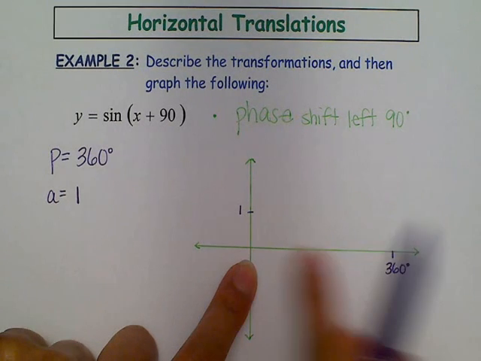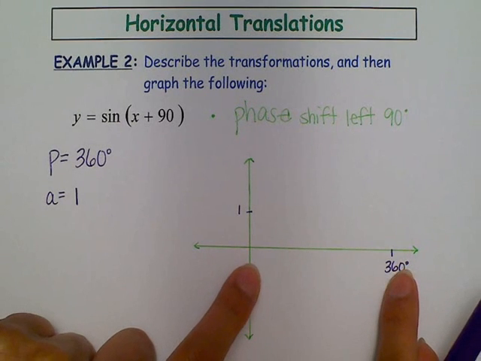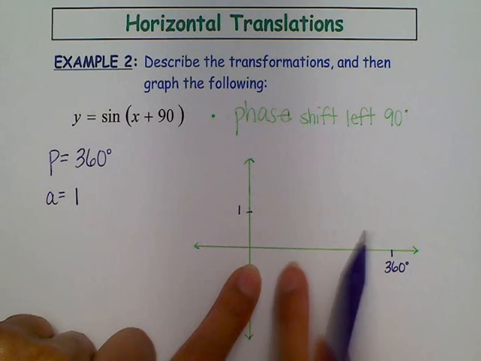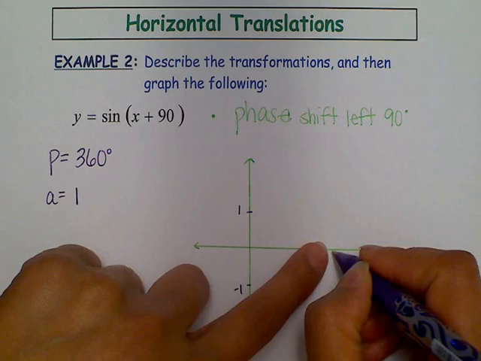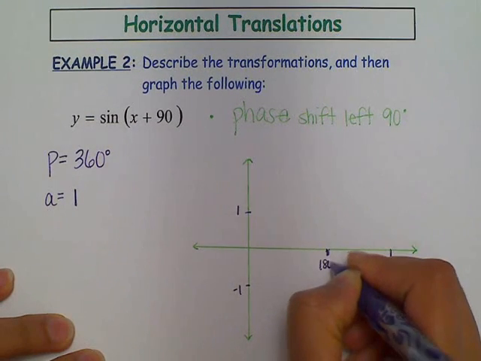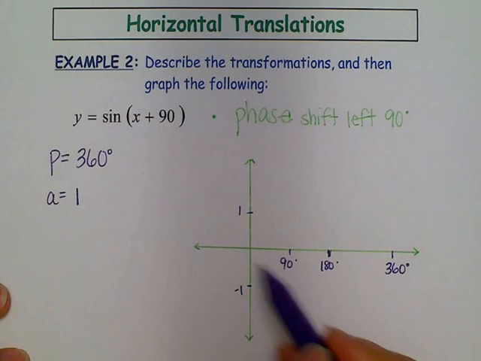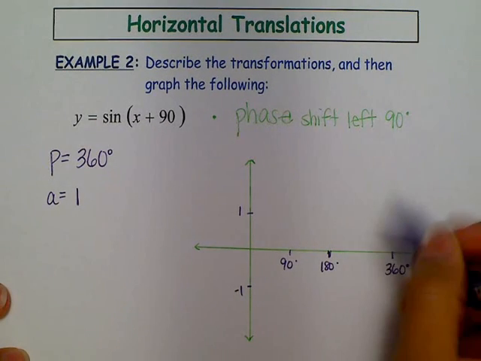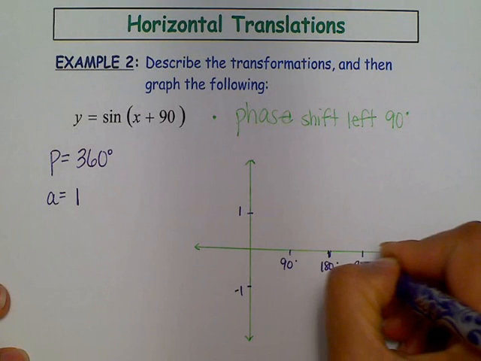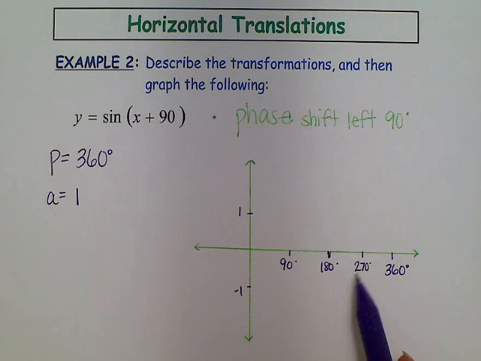And I'm going to split up this one cycle. One full cycle of the sine function is going to go from 0 to 360. What I'm going to do is split this in half and then split it in half again so that I can get my scale. Half of 360 is 180, half of that is 90. So I'll have a key point at 0, 90, 180, 270, and then 360.